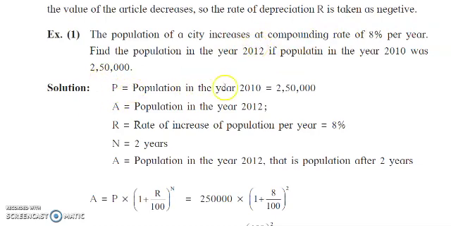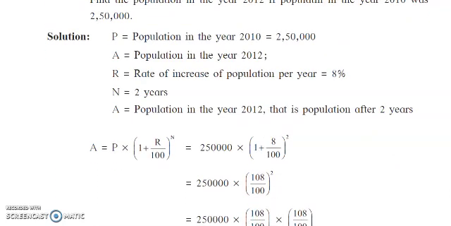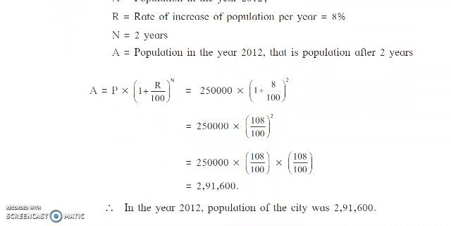P is the population in the year 2010, which is given to you, 2,50,000, and amount is the population in the year 2012. Rate of interest is also given here, that is 8%, and number of years is 2 years, because it was 2010 when the population was given, and now it is 2012 when we have to calculate the population. So the difference is 2 years. Now amount equals the population after 2 years. So we have to calculate the amount, and we have the formula A equals P multiplied by 1 plus R upon 100 raised to power n.